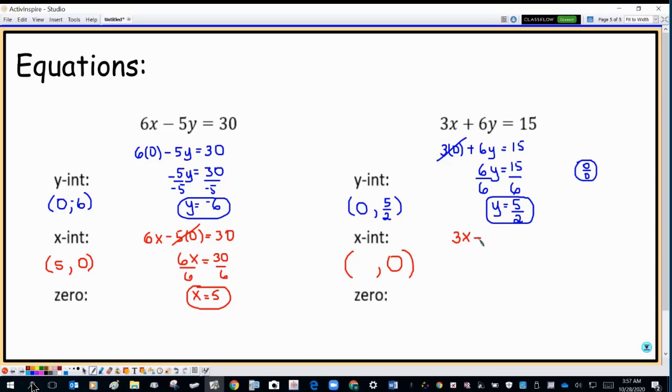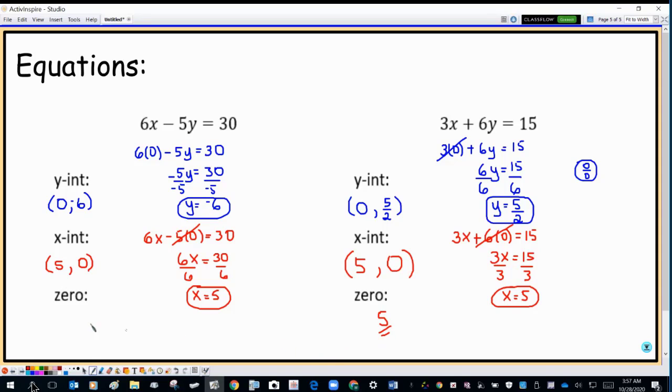For the x-intercept, always remember the y value is 0. So that means when we copy the equation, instead of y, we put a 0. We can go ahead and cancel that because 6 times 0 is 0. So we're left with 3x equals 15. We'll divide both sides by 3. So x equals 5. So that means the x-intercept will be 5, 0.